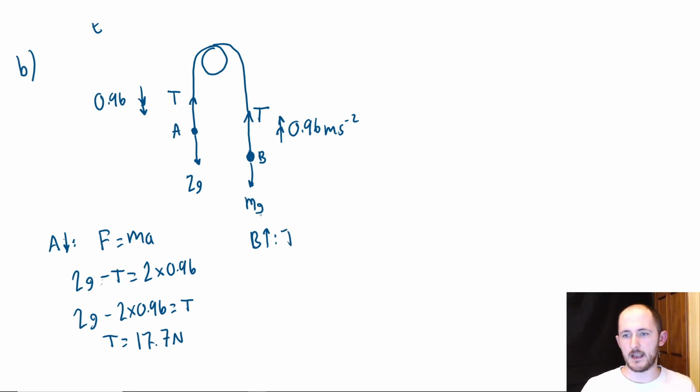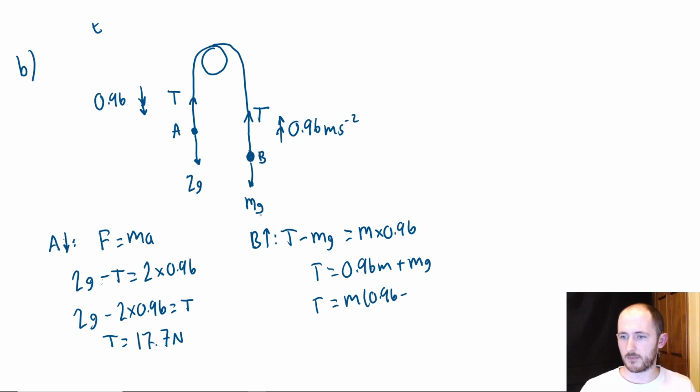So over here we have T minus mg. I'm going to sub in T in a second, but I like to keep it nice and simple for now. Times 0.96. So T minus mg, let's work this out. In fact, we could just move mg over to the other side. So we have T is equal to 0.96m plus mg. If I factorize out the m now, we have T is equal to m(0.96 plus g). So m is equal to T over 0.96 plus g.